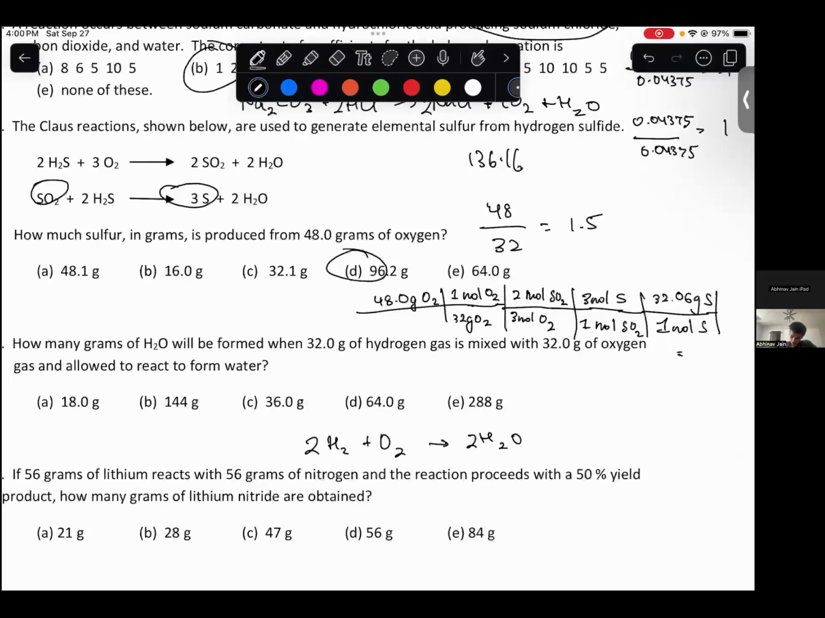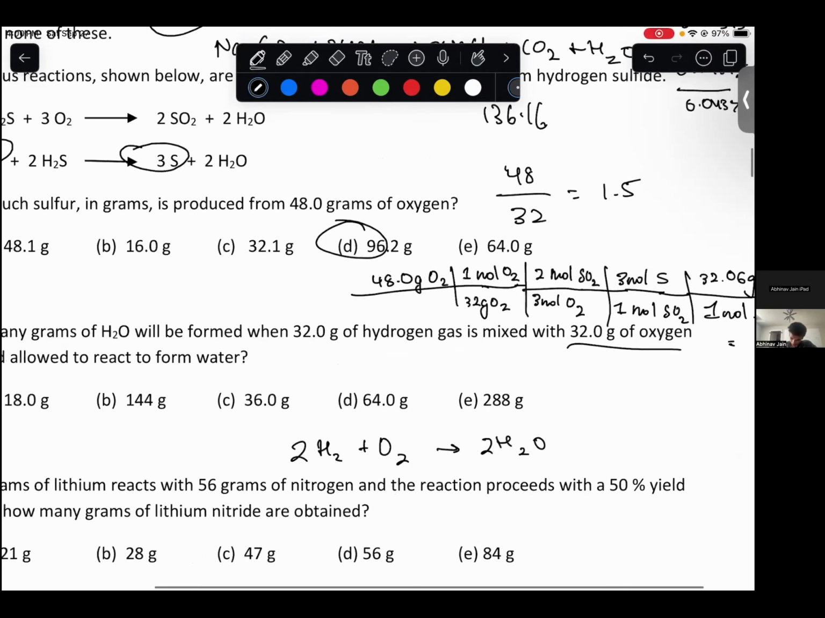32 grams of hydrogen gas, 32 grams of oxygen gas. We know that oxygen gas has a molar mass of 32, so that means we essentially have 1 mole of oxygen gas, 1 mole of O2. 32 grams of hydrogen gas, that's H2, so a molar mass of 2 grams per mole. That means we're going to have 16 moles of hydrogen gas.